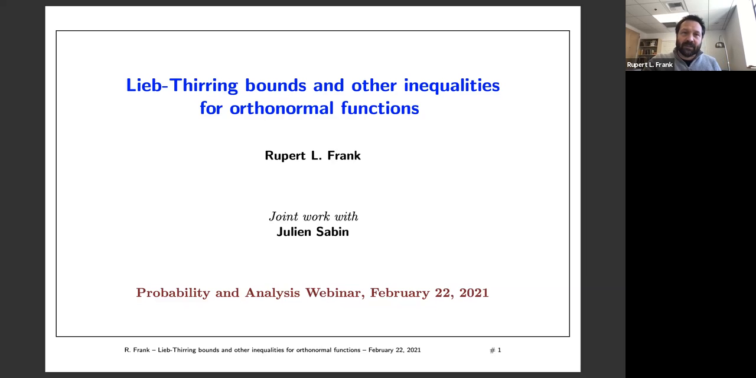I want to start by giving an overview over what the idea is behind these Lieb-Thirring bounds and in which directions we have generalized them in recent years. And then I want to turn to one specific such question. This is joint work with Julien Sabin from, I think he was at Orsay and now he's at École Polytechnique. All right, so let's get started.